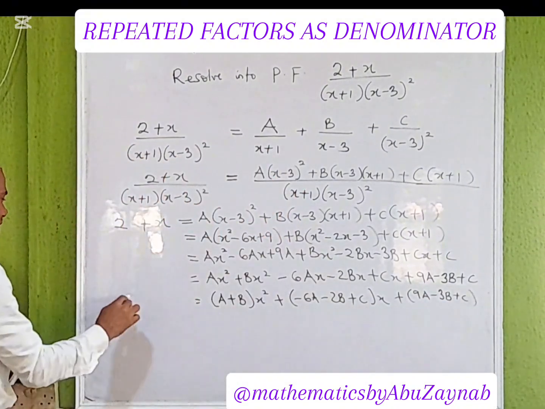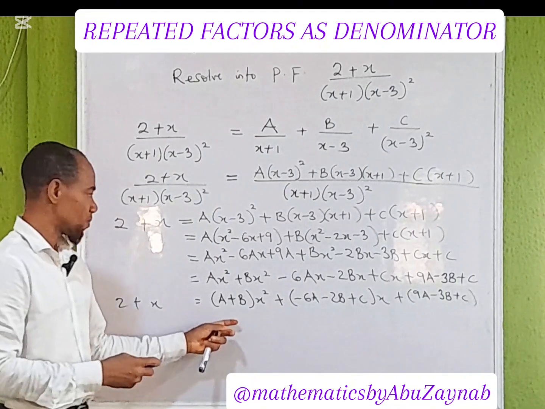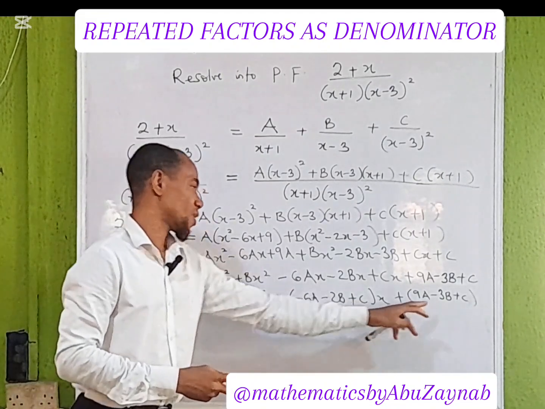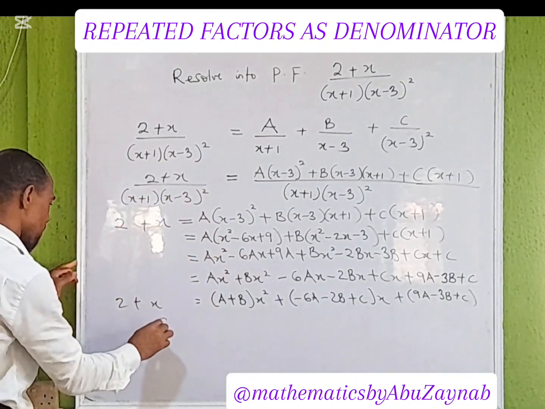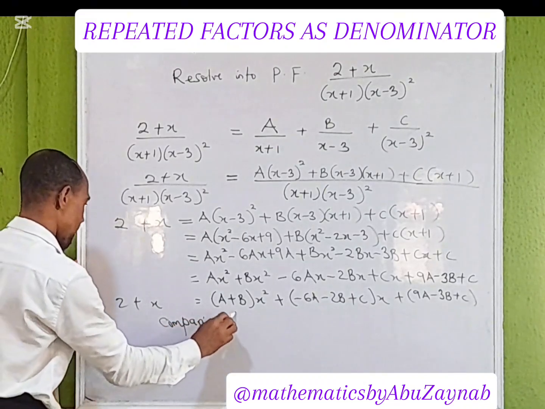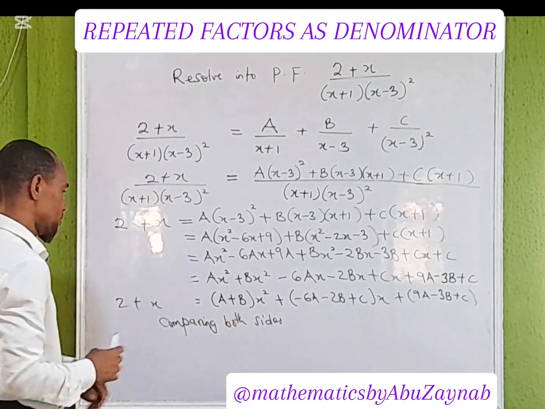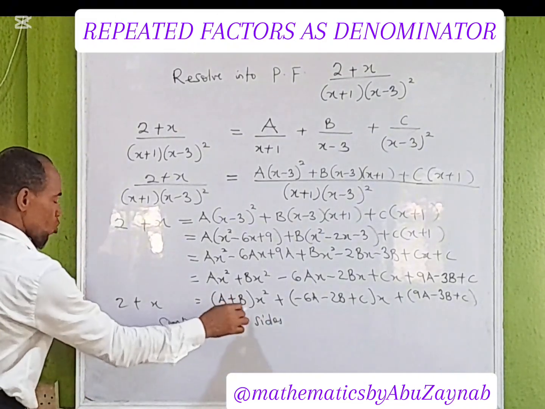So at this point, we can now properly compare to the left-hand side. So clearly, we have terms in terms of x squared, in terms of x, and the constants. So by comparing both sides, for the x squared, the coefficient is A plus B.